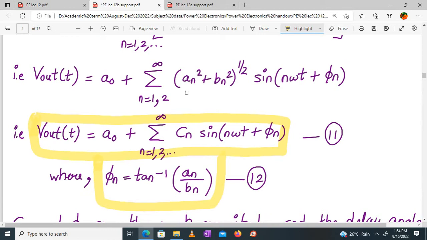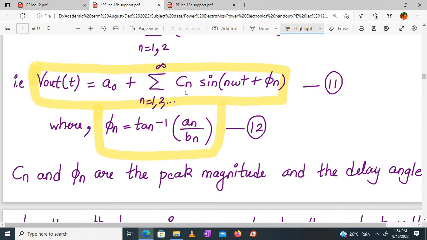We call this cn. Okay. cn is an square plus bn square raised to half, right? So this is my complete series. This is my Fourier series, redefined and simplified, basically simplified by me, equation number 11. So v out of t is a0 plus summation of all these terms, the harmonics.